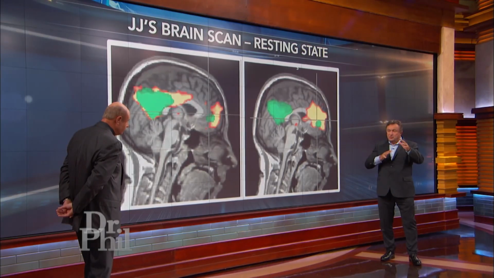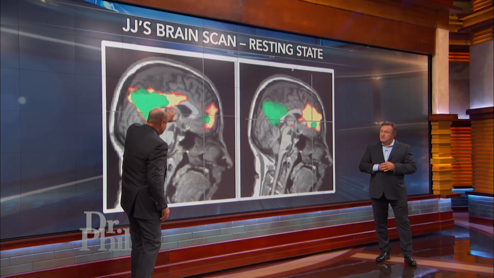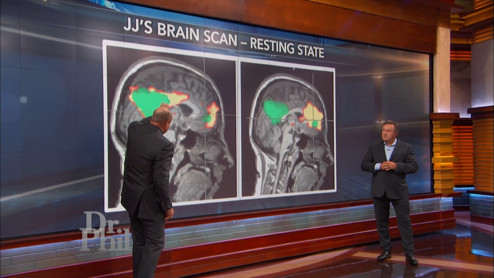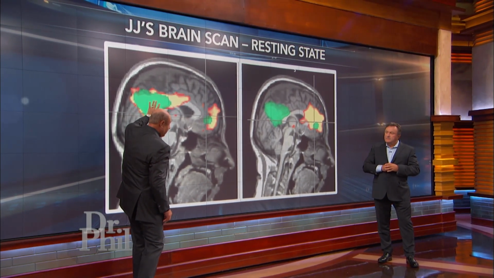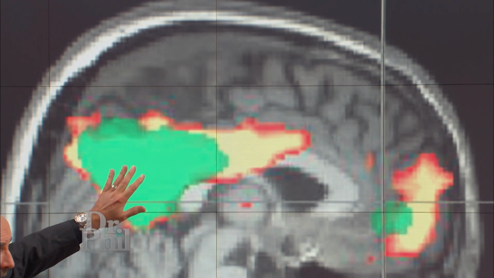Mm-hmm. And this means that the computers in the brain, many different computers hooked to each other, the computers are just not talking to each other. This indicates, because this yellow should be not visible, this should be smaller than what we have green, which means the default network is disrupted. His networking is not right.